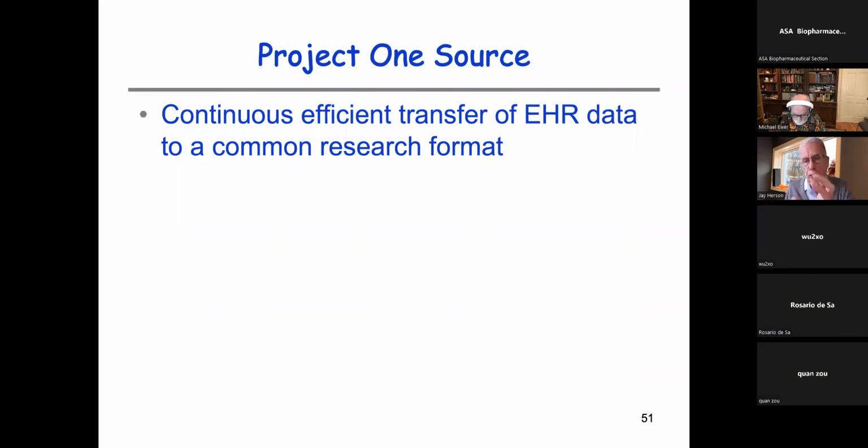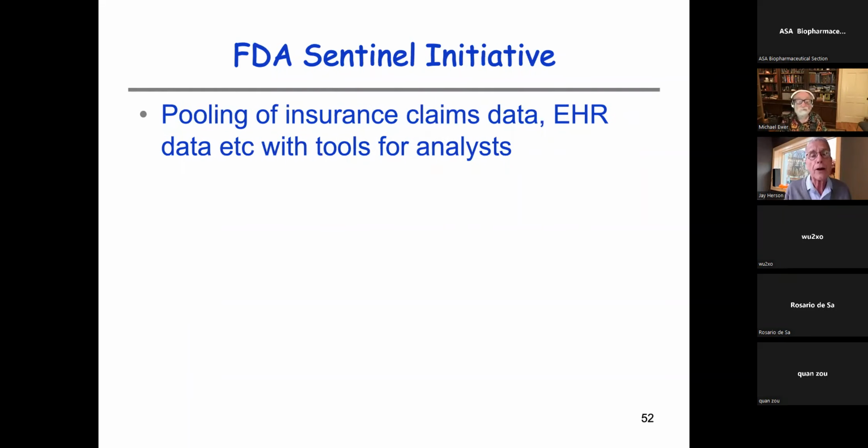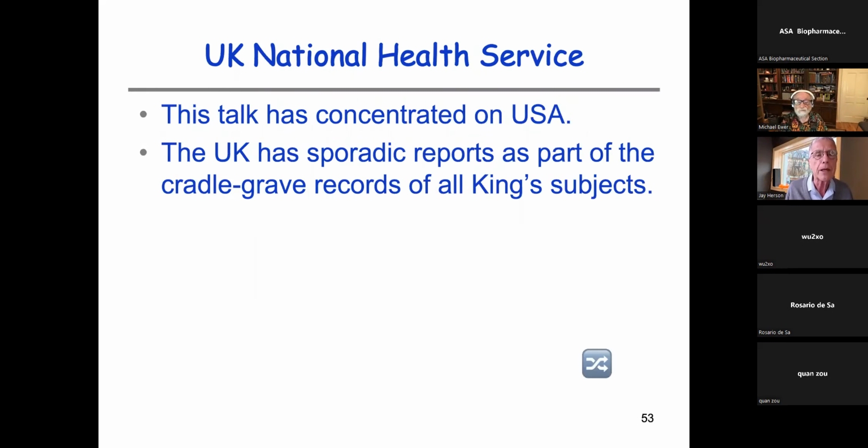And that's good. We can remove duplicates in that way. All of this is coming in the next few years. The Project OneSource just got underway. Now, FDA has had the Sentinel initiative for a long time, pooling of insurance claims data, EHR data with tools for analysts. It's not used that much. There are problems with it still, but this initiative is being improved with the Project OneSource, as far as I can see. But we're talking about the US.